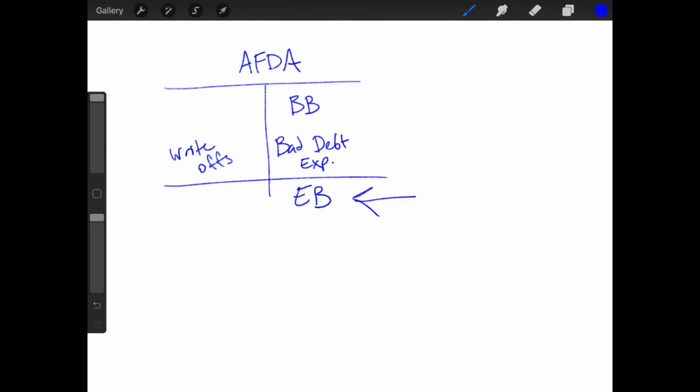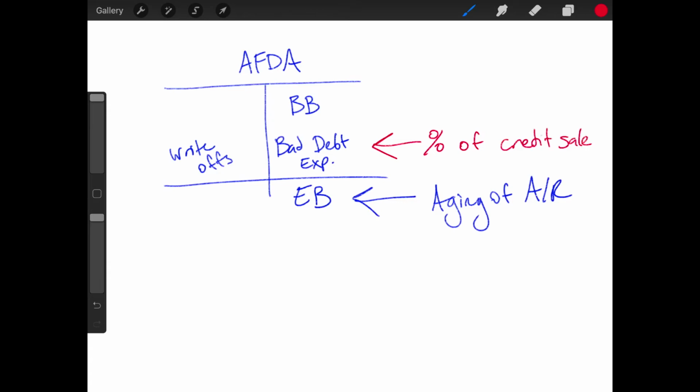If we were meant to find the bad debt expense for the period, we would have to use information related to the beginning balance and any write-offs to actually calculate that bad debt expense, if we had only calculated our ending balance based on that aging of our accounts receivable. Comparing that to the percentage of credit sales method, where you're just directly estimating your bad debt expense, you can see why the aging of accounts receivable is a little bit more nuanced.